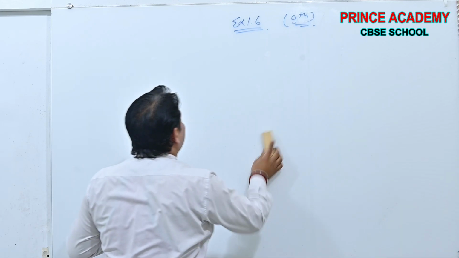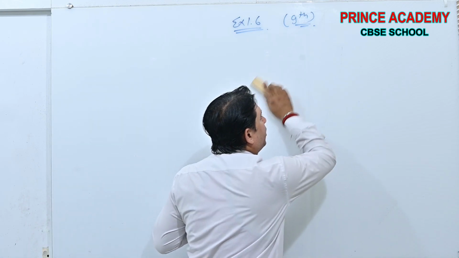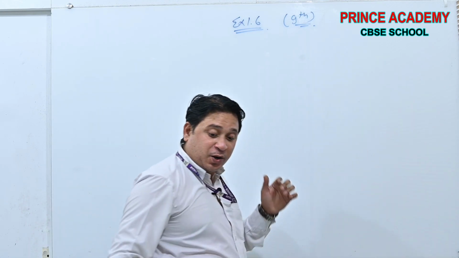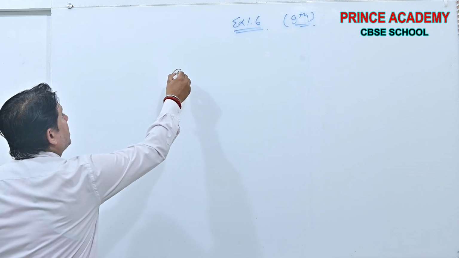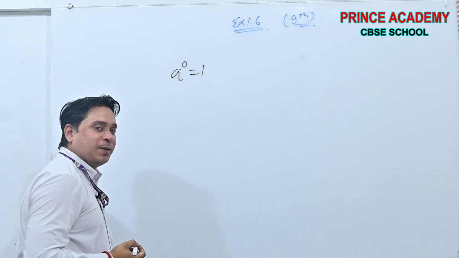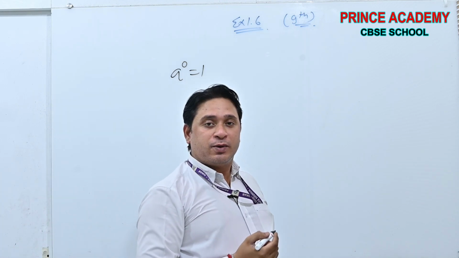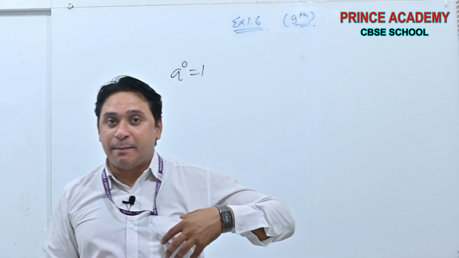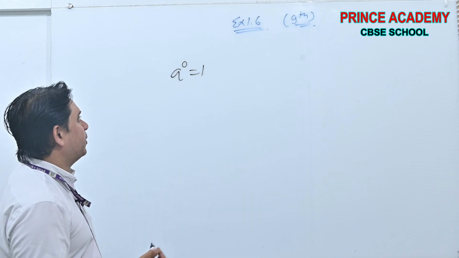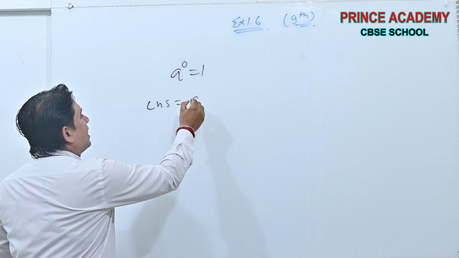Okay, now see, beta, one more thing. I think in my first lecture regarding the introduction of polynomials, I proved one thing: something raised to power 0 is 1. Do you remember that? Let me remind you. Left hand side is a raised to power 0.